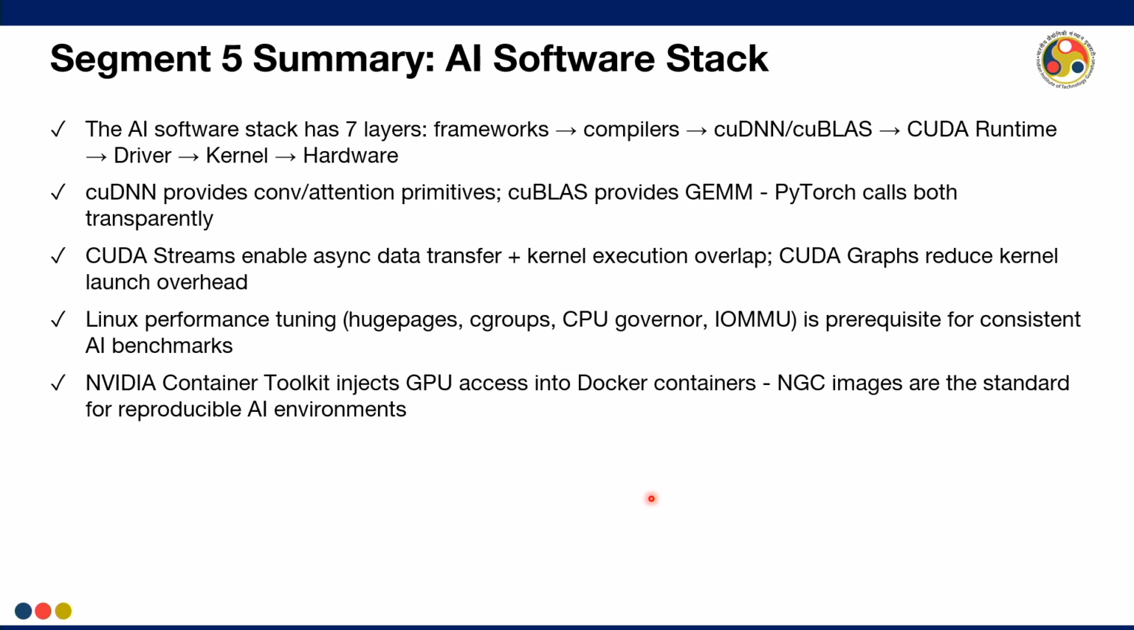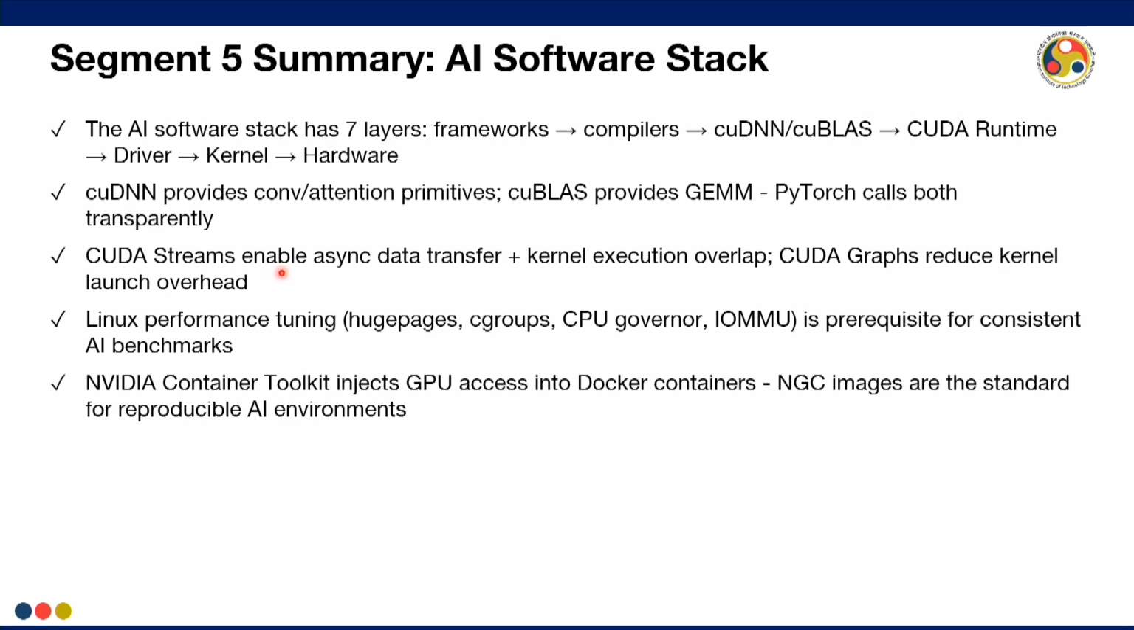And you can have several layers of optimizations possible for your AI workload. If you want to get the most out of the performance, you need to know exactly which layer is doing what, okay? Like cuDNN provides convolution or attention primitives. Similarly, CUDA streams enable asynchronous data transfer plus kernel execution overlap, so that your computation graphs reduce the kernel launches. So we usually use CUDA streams for data transfer as well as kernel launch, okay?